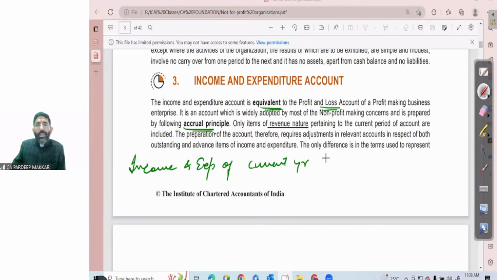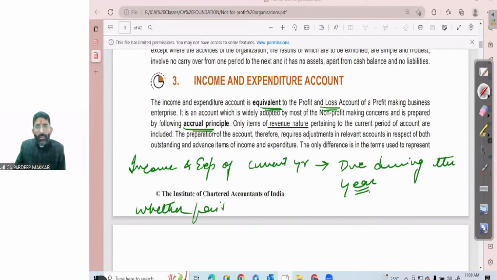Income and expenses which are due during the year, whether paid or not, and whether received or not. All incomes are to be entered, all expenses are to be entered which are due during the year.